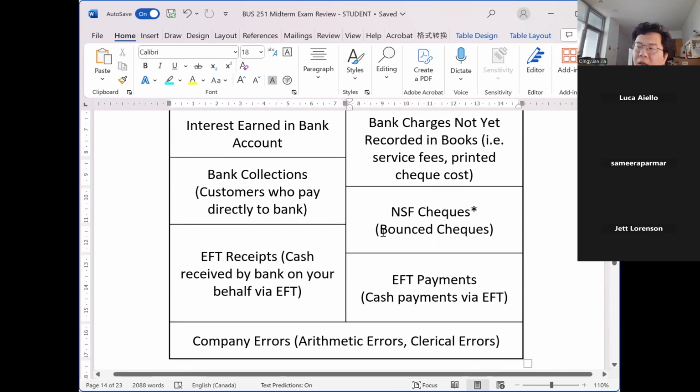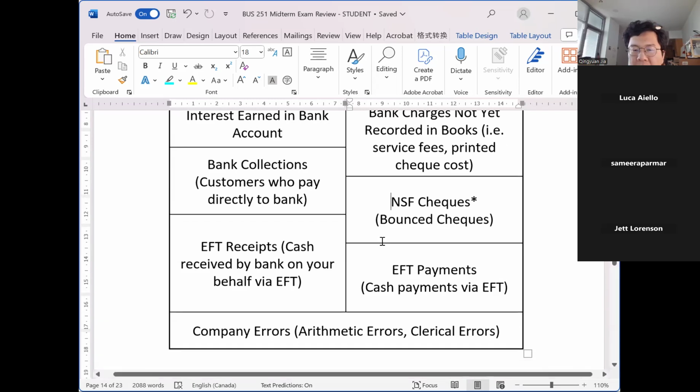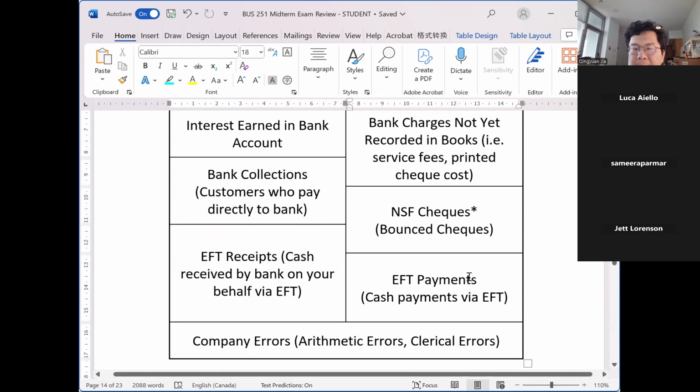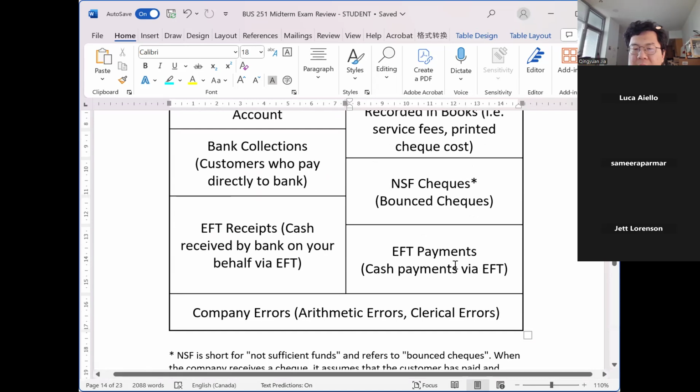It's like other people write checks, but they don't have enough funds in their account, so not sufficient funds, and this check will be bounced back. We thought that we collected the money, but actually not. So we have to reverse the journal entry that we made. We have to make adjusting journal entries. And the EFT payments are similarly cash payments via EFT. So this is the part that we have to make adjustment.